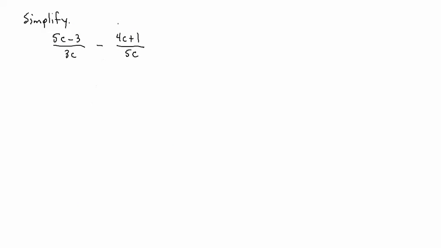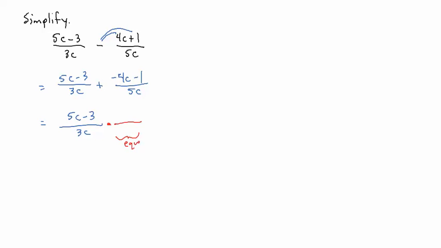Now here's a different problem. Again, I've got one negative fraction, one positive. So the first thing I'm going to do is make that negative fraction into a positive fraction by shifting the negative into that numerator to get negative 4c minus 1 over 5c. Now, my denominators aren't the same, so I need to multiply each fraction by a fraction that equals 1. So this has to equal 1.